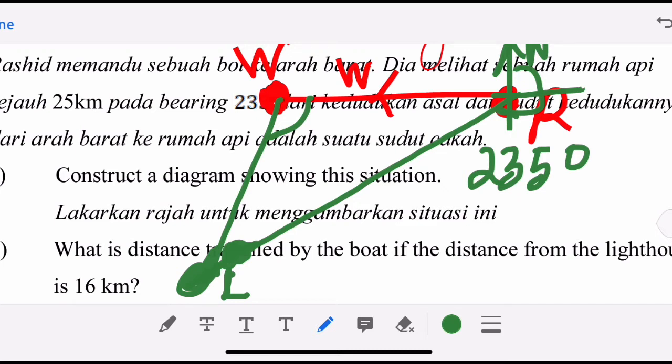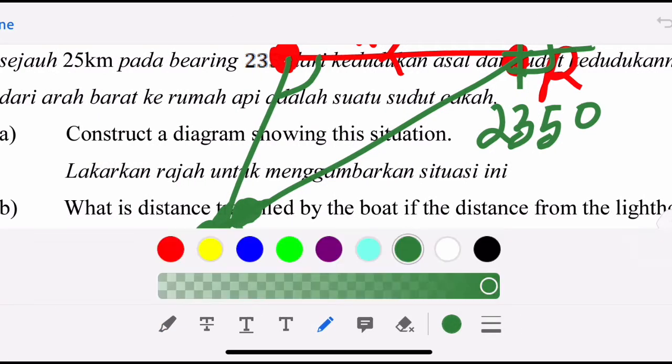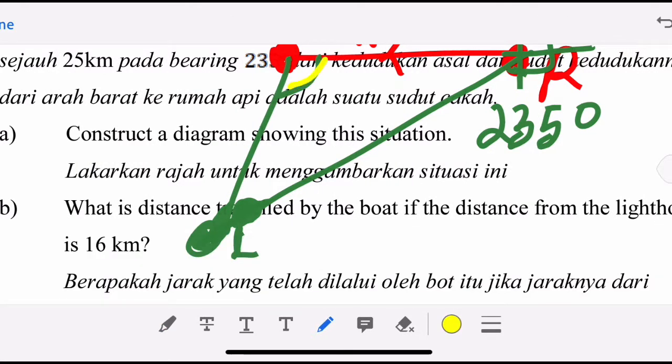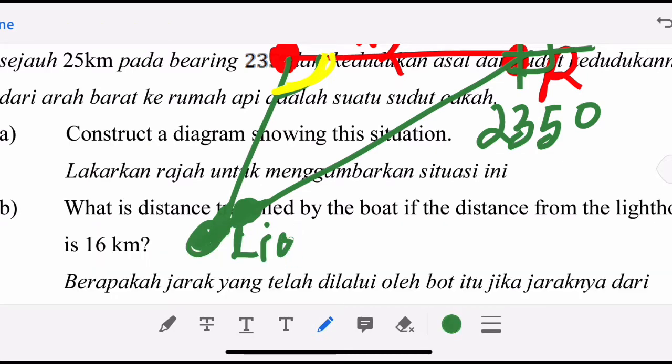So we have labeled the position of the lighthouse. Now the angle here should be obtuse. The condition must be there. So we have labeled everything ready, and now we can try to solve. This is the lighthouse. Let's label.